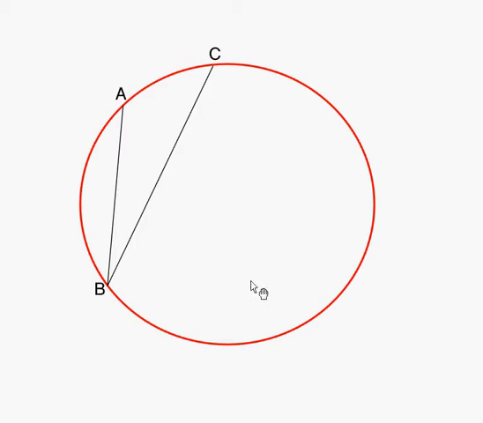I've just redrawn the circle here, and you can see I've changed the lettering just a bit. So we have an inscribed angle in a circle. The angle is ABC, where B is on the circle, and the angle ABC is an inscribed angle. And we need to prove that ABC is 1/2 of the measure of the arc AC.